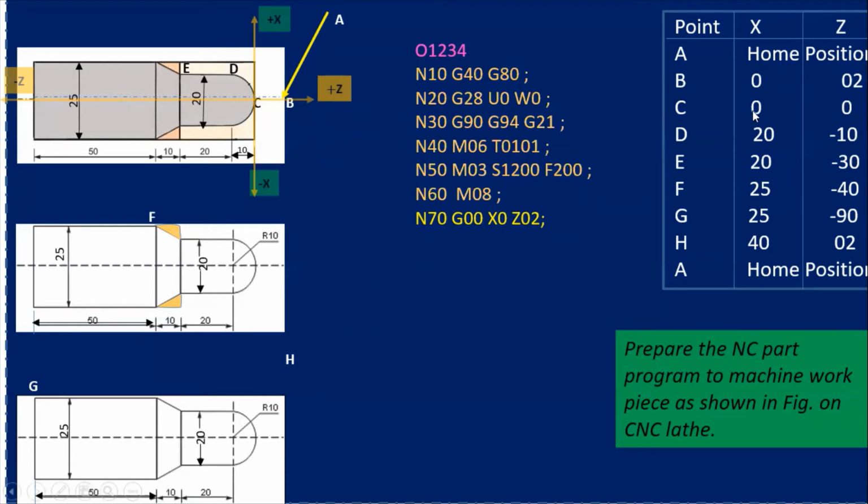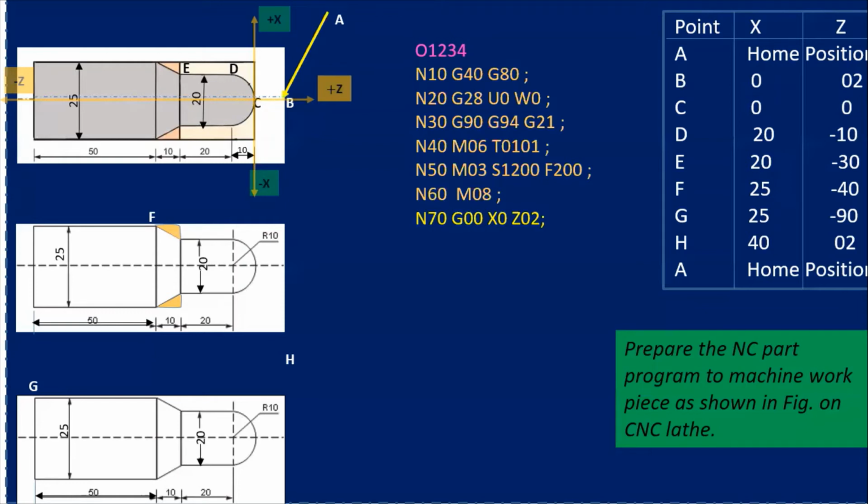So how much are the coordinates there? It is given as X0, Z02. Why am I writing G00? Because it is the rapid travel of the tool. It means that there is no cutting action between the tool and the workpiece, so you can reduce the time there.